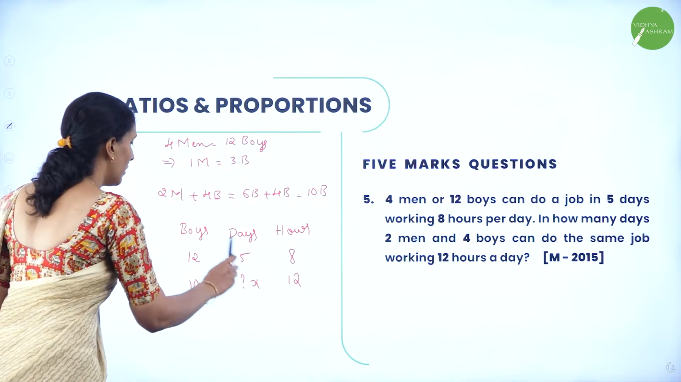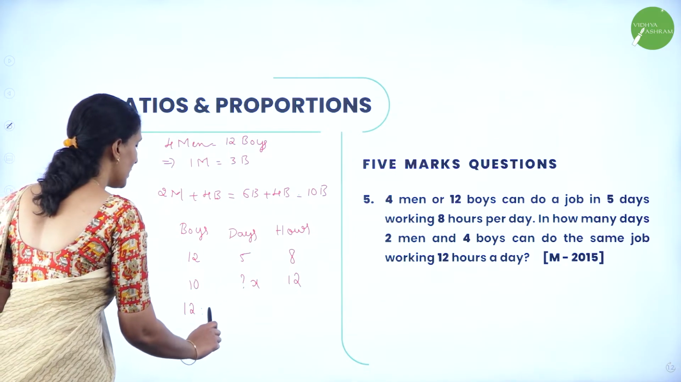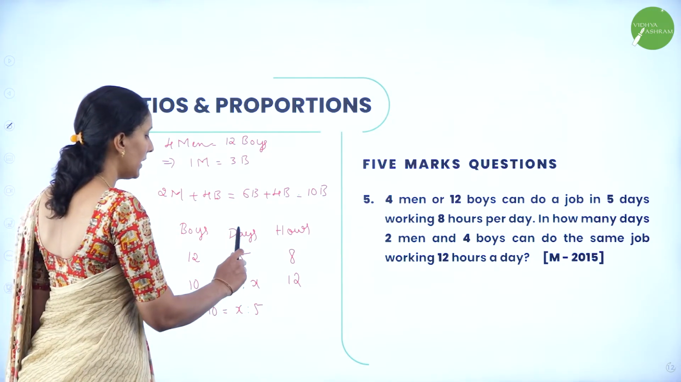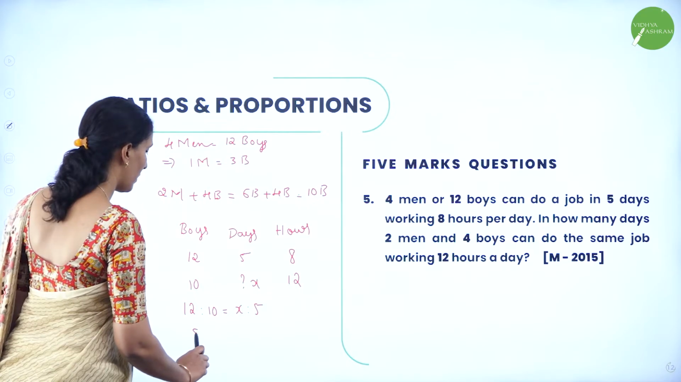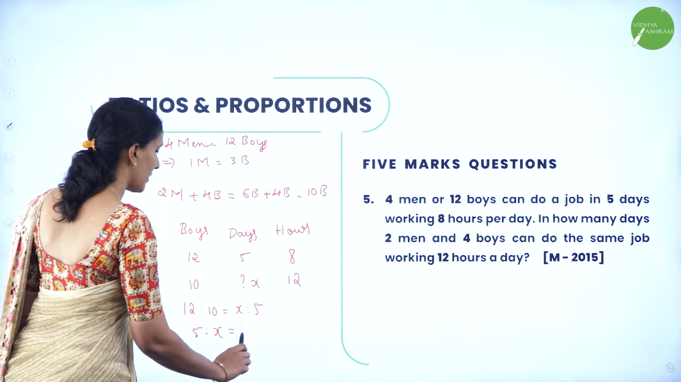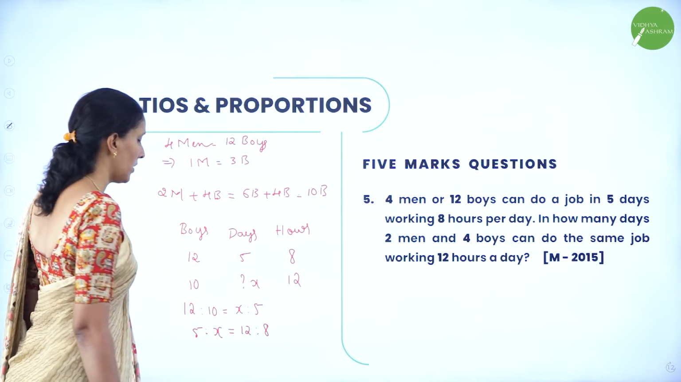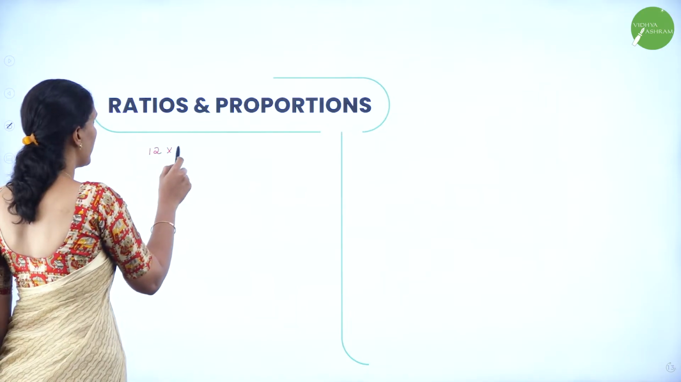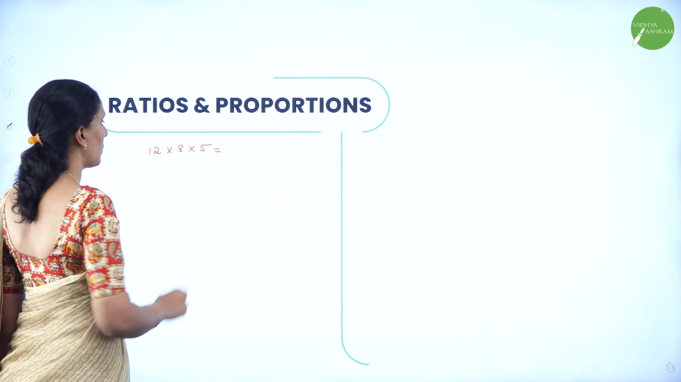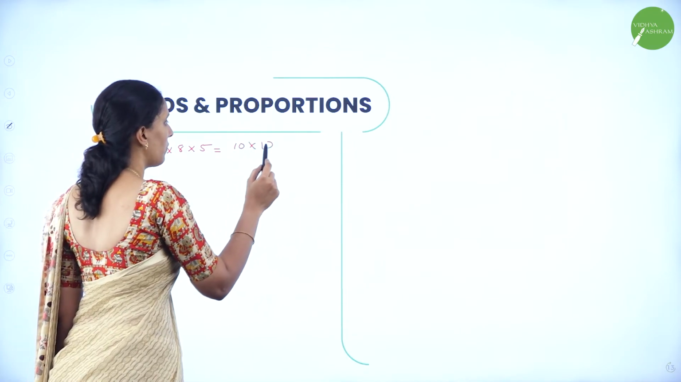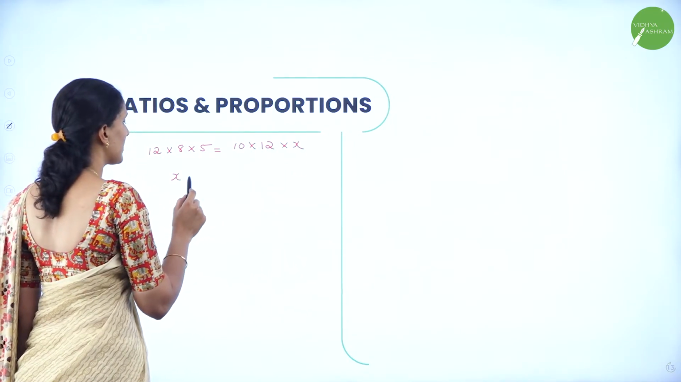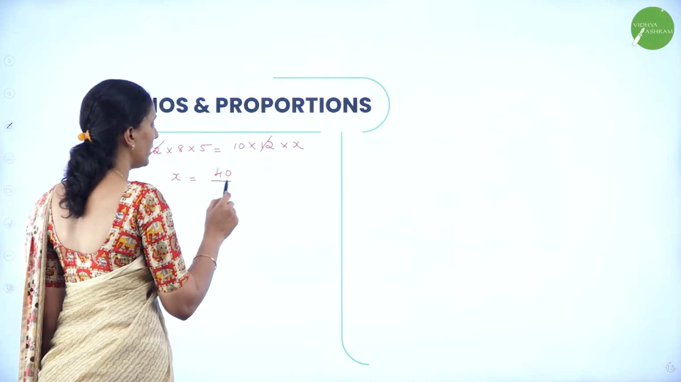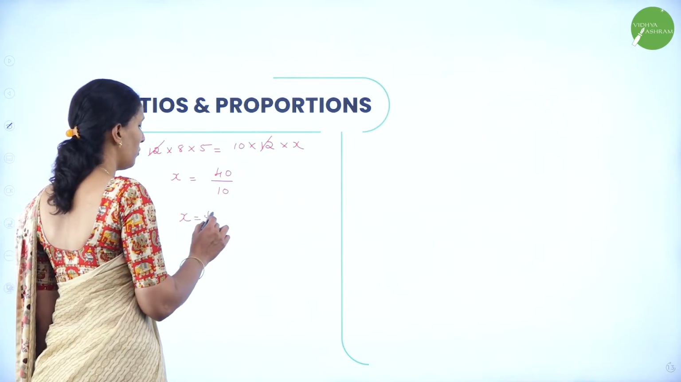So therefore here from these two cases I can write 12 is to 10 is equal to x is to 5. Also one more thing you need to observe here, days and hours are also inversely proportional. So therefore I can write it as 5 is to x is equal to 12 is to 8. So therefore I can take here the ratio as 12 into 8 into 5 is equal to 10 into 12 into x. So therefore x is equal to, 12 cancels on both sides, 8 5s are 40 divided by 10, x is equal to 4 days.